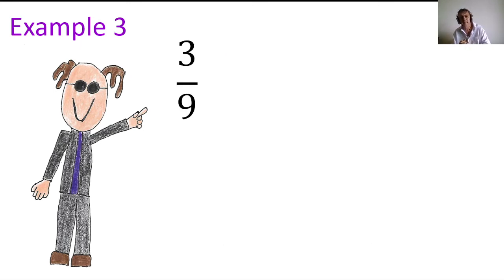Okay, 3/9. You probably can work this one out already, but we will go through the procedure. First, we need to prime factor 3 and prime factor 9. Well, 3 is a prime factor. What are the prime factors of 9? Divide by 3. So 3 times 3.